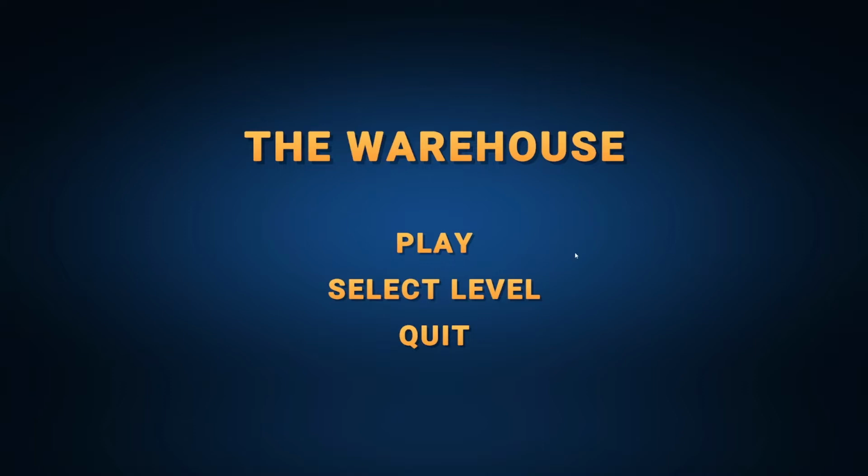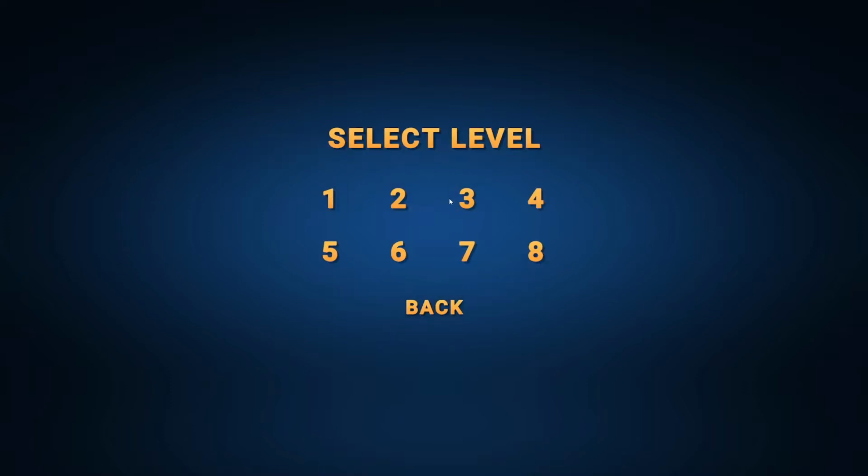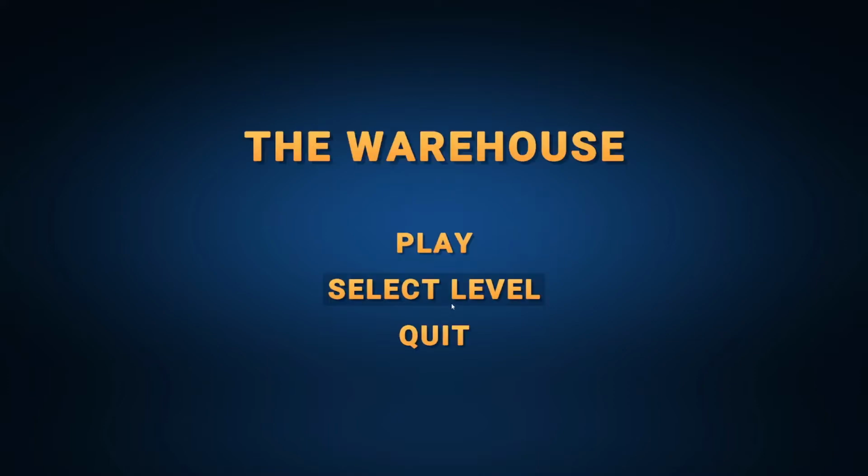To start off, we have a simple menu for the game with a play button, select levels since there is no saving and loading, and a quit button. So if we go into select levels, we can see we can select each level to play, and each button that is interactable lights up with a background, as can be seen here on the number 8. Let's go back and start playing level 1.